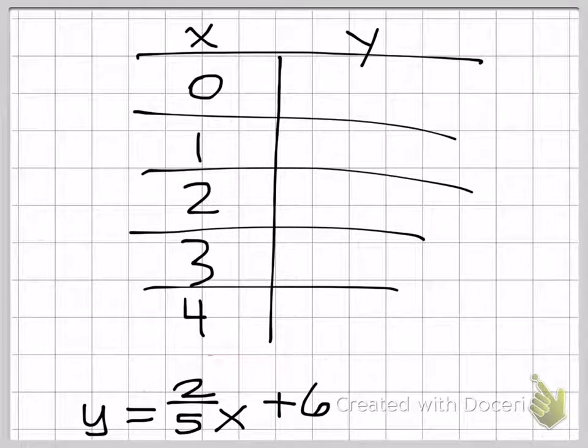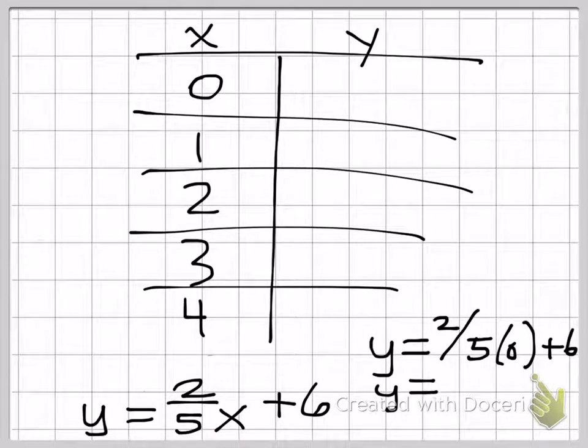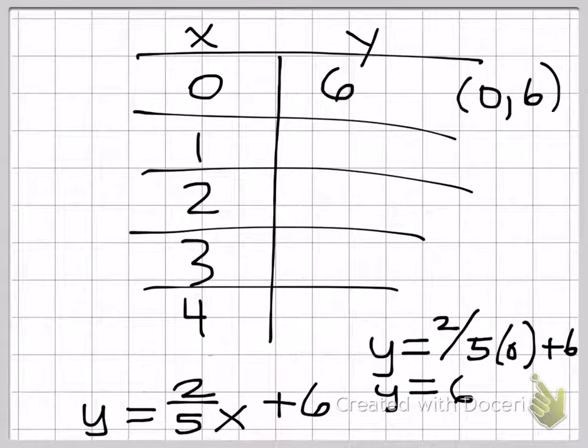So I'm going to start with 0. If I plug in 0 for x, I have y equals 2/5 times 0 plus 6. So that's going to be y equals 2/5 times 0, which is 0, and 0 plus 6, which would be just 6. So my first ordered pair is going to be (0, 6) that I graph. And then I continue to plug in each value for x to find y.